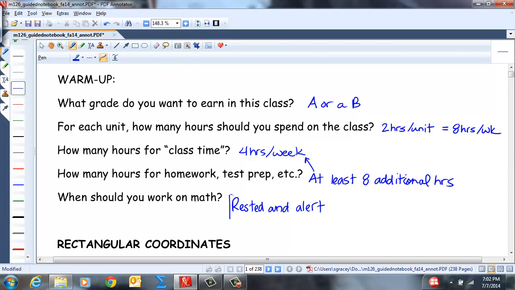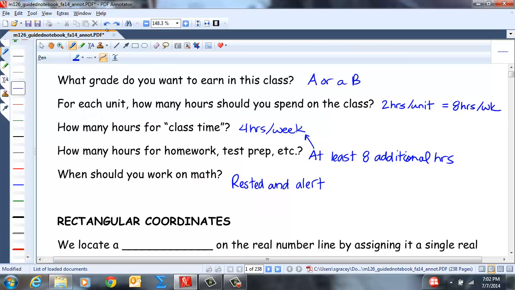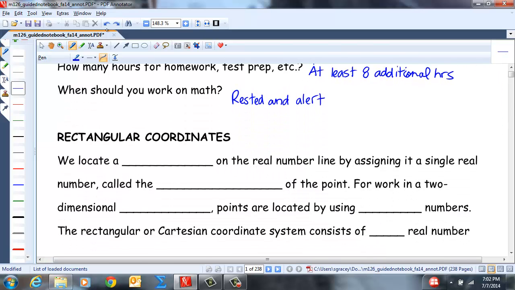So now that you have an expectation that you're going to probably be working at least 12 hours a week on this class, let's get going. I'm going to go kind of quickly through this part. As I said, it's all review.